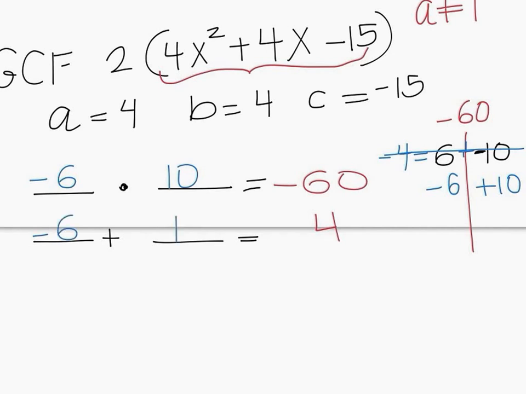After I find the two numbers, I can use different methods to continue factoring. But we're going to be using the grouping method now. So what I do is I copy down the first term.